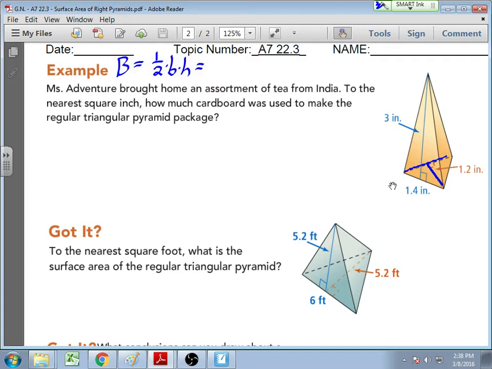Now, because we see that it's a regular triangular pyramid, regular in the triangle world means the same thing as equilateral. Regular means all my interior angles are the same and all my edges are the same. So when I see that this edge is 1.4, that also tells me that my back edge is 1.4. So I'm going to set up 1/2 of my 1.4 times my height, which is 1.2. This becomes 0.7 times 1.2.